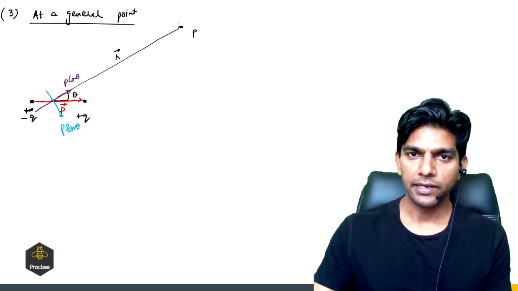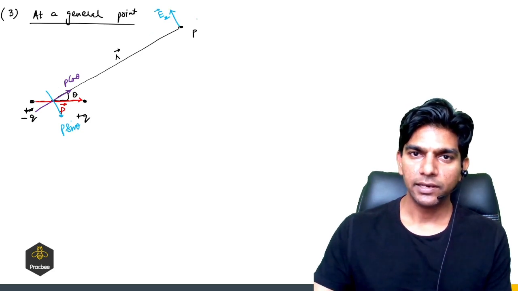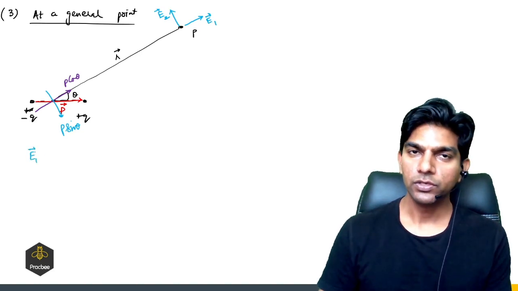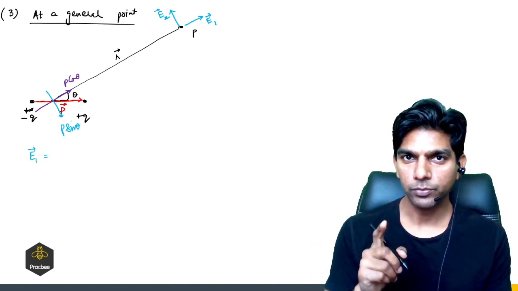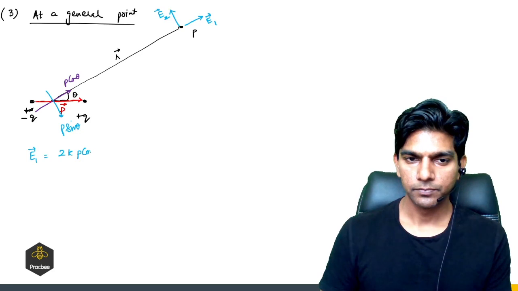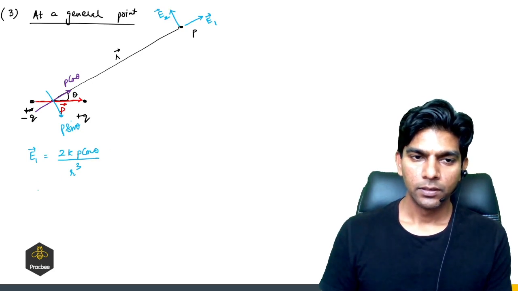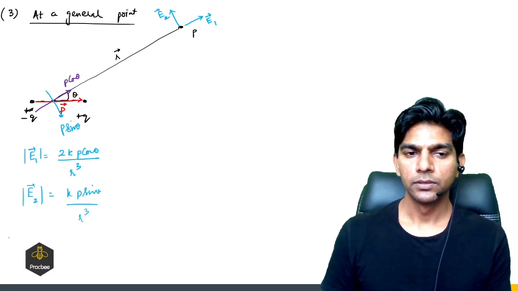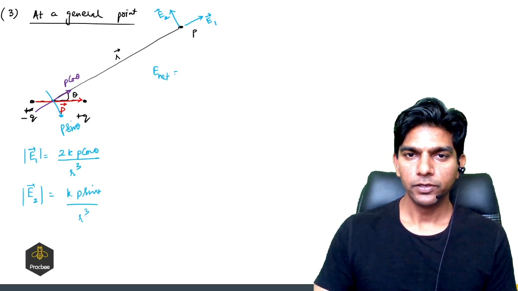So due to p sin theta, the electric field will be opposite to p sin theta. Let me call it E2. And due to p cos theta, the electric field will be in the direction of the electric dipole moment. So this is E1. We know the formula of the electric field by the dipole on the axis, so instead of Kp, we'll have 2K p cos theta upon R cube. Its magnitude will be this. Similarly, for p sin theta, it will be K p sin theta upon R cube, taking the magnitude only. Now the net electric field will be the resultant of these two fields.